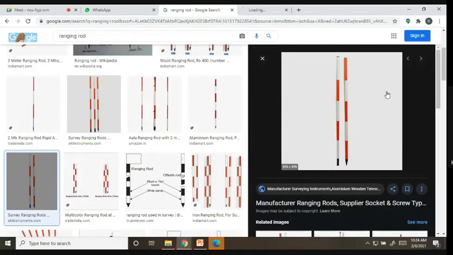Very good, very good. So, see, there are only three types of rocks.